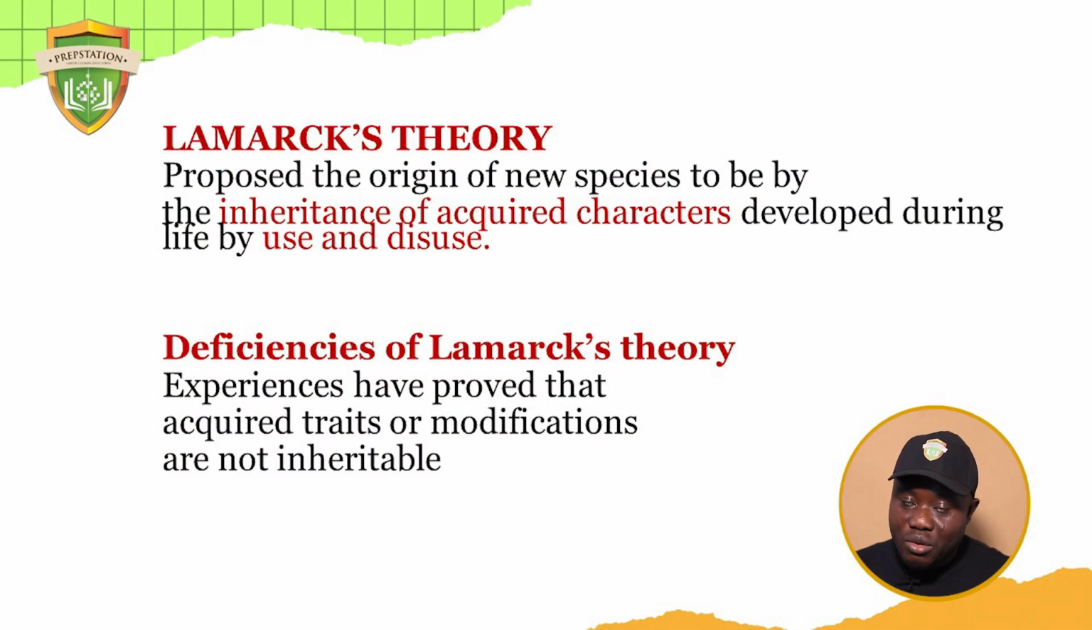Please don't forget what I told you. Lamarck's theory propounded what? Inheritance of acquired characteristics and also use and disuse. So if something is not being used, it becomes redundant because it loses strength. Then if something is being used continually, it gets strengthened so that it becomes what? Stronger.